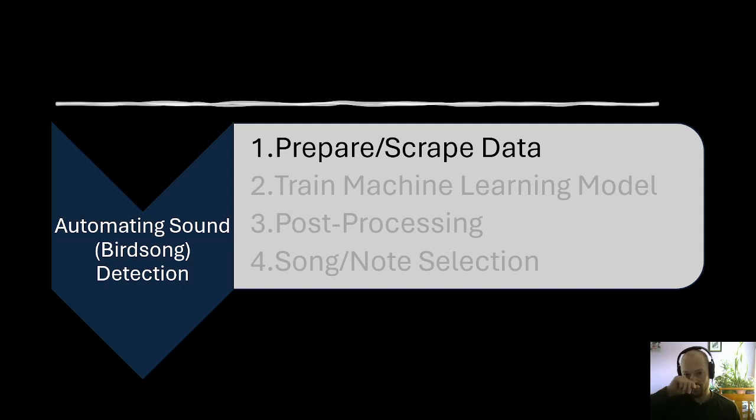Hello, this is Luke. This is the next part of the series on sound detection, automating sound detection for wave files and spectrograms. And the first thing we want to do here is get a bunch of data together for the machine learning model, training data for the model. So, we want hundreds or thousands of images that we can put into the model to train it on.